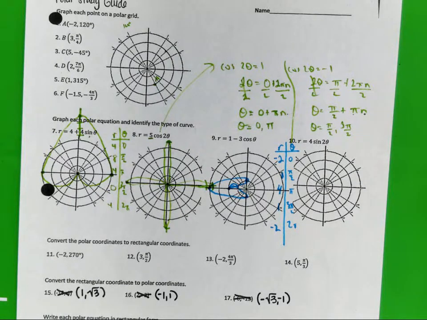First of all, what type is number 10? That's going to be a what? Rose. Oh, rose. Very good. How many petals? 4. So how many equations? 2. Very good. Set that one up.